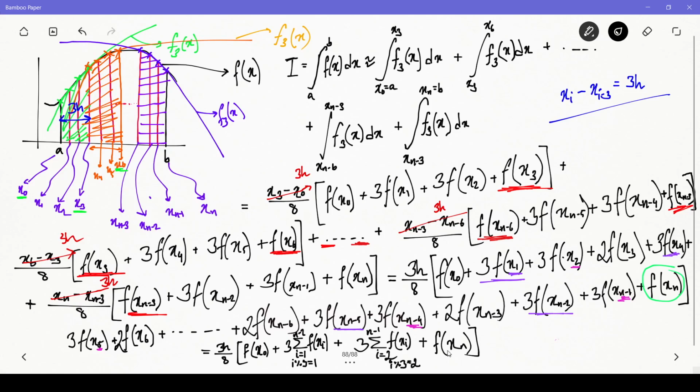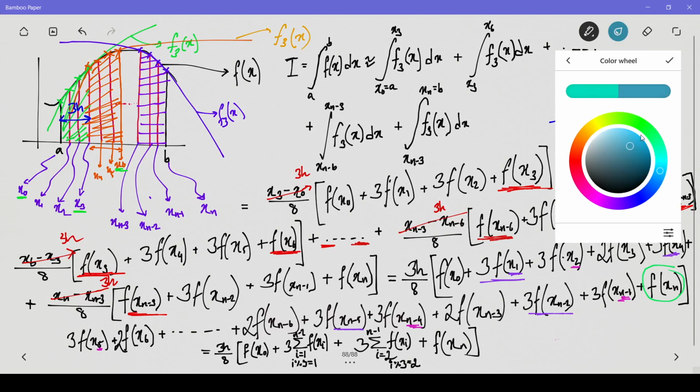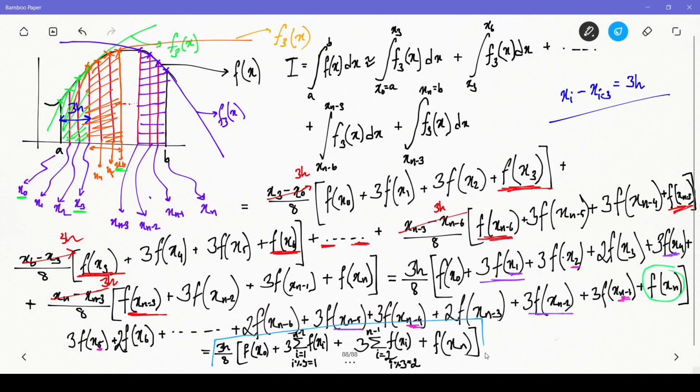Okay, and lastly we have the last term f of xn, and that's the formula for our Simpson's 3 by 8 rule, composite version. Notice that we still have a 3 by 8 leading constant factor for the formula. That's why the naming convention is multi-segment Simpson's 3 by 8 rule.